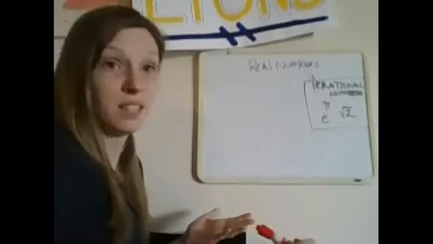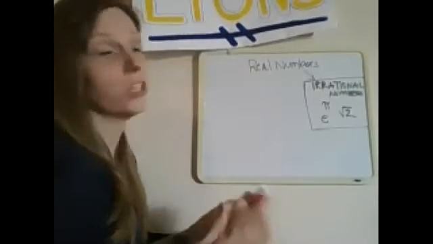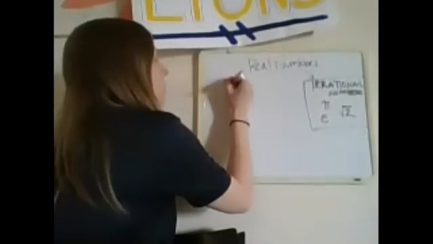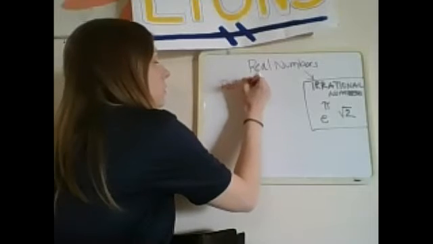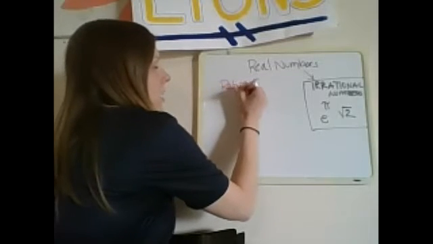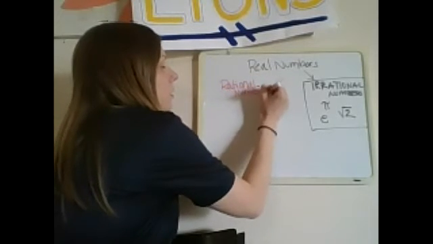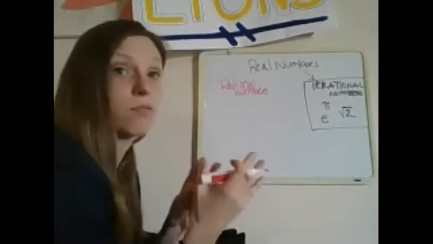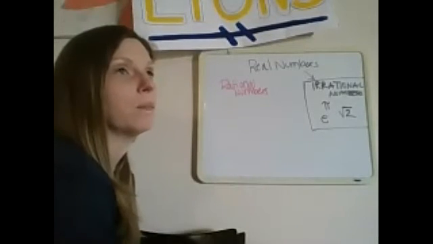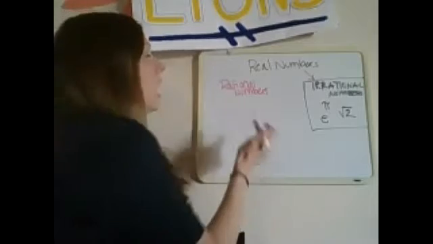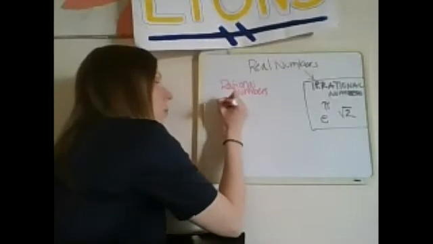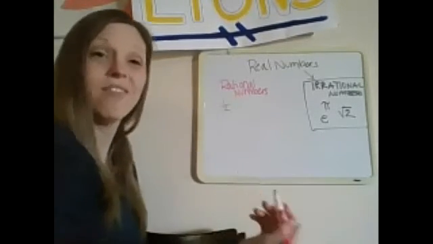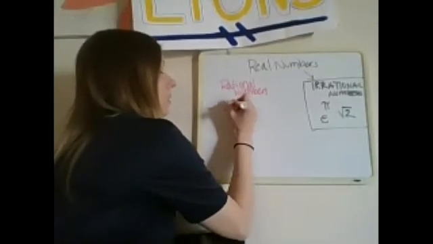So what's the opposite of an irrational number? A rational number. So over here, we're going to put our rational numbers. And these are numbers that can be anything. It can be fractions, it can be decimals, it can be regular numbers, but these numbers end. So for instance, 1/2. 1/2 as a decimal is 0.5.